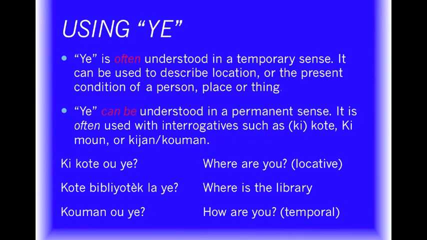So ye is more often than not used in the temporary sense, but as I've written in the second point, it can be understood in the permanent sense and is often used with question words. So questions we have, for example, qui côté, which means where. Qui côté ou ye. So this ye is locative. It's temporary. It means that right now, in this moment, or in that moment, I am or was in a particular place.